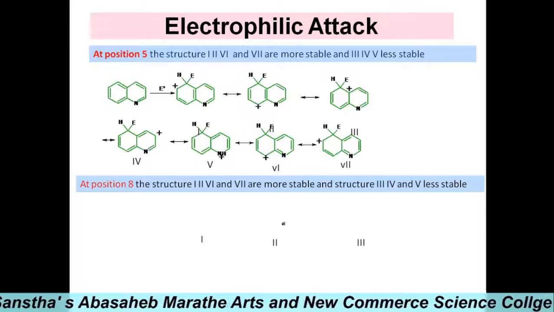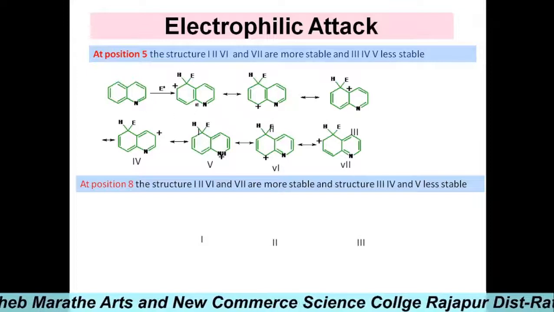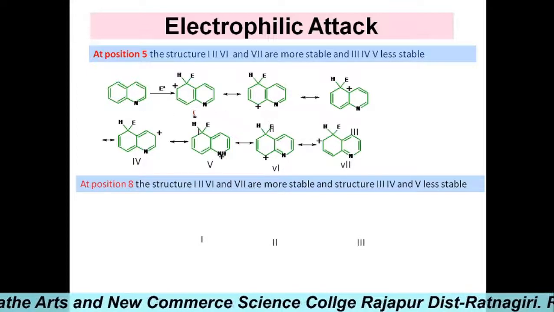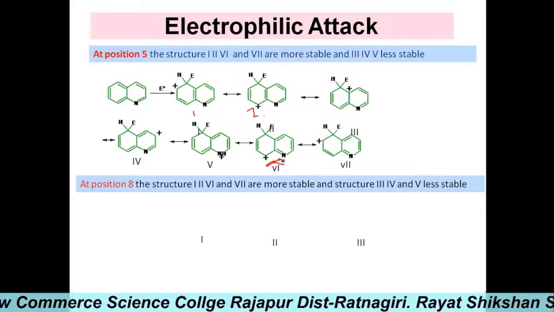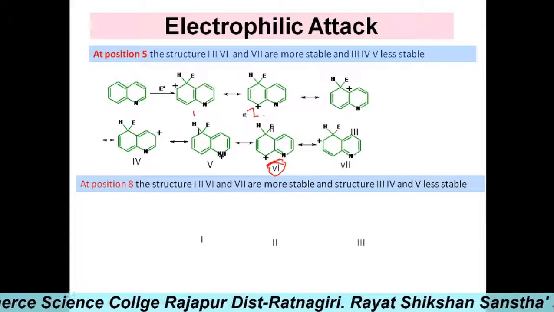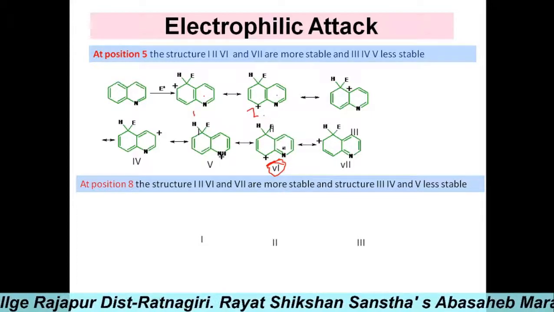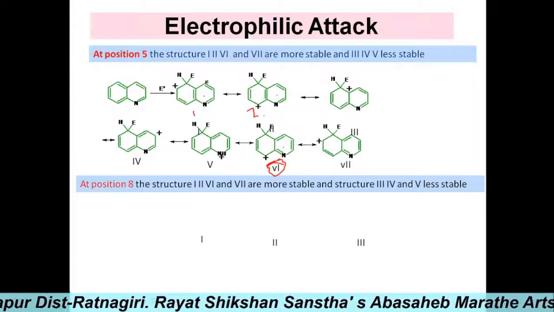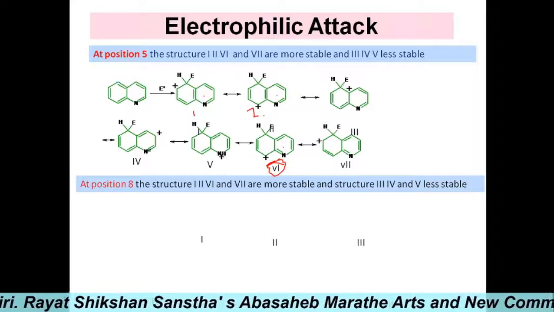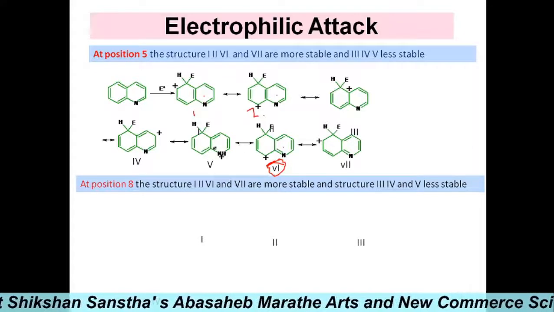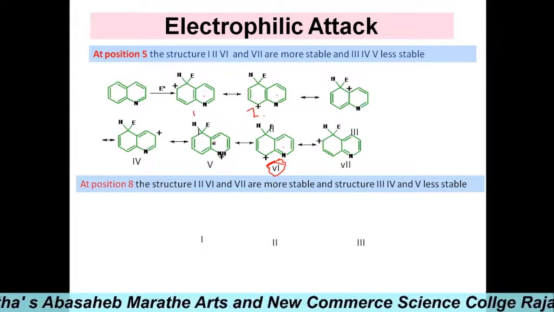For electrophilic attack at the 5 position, we have seen structure first and structure second, and so on, which show that the aromaticity of the pyridine ring is not disturbed. Therefore, these three structures are more stable compared to structures 3, 4 and 5, where the aromaticity is disturbed by delocalization of the charge at those positions.